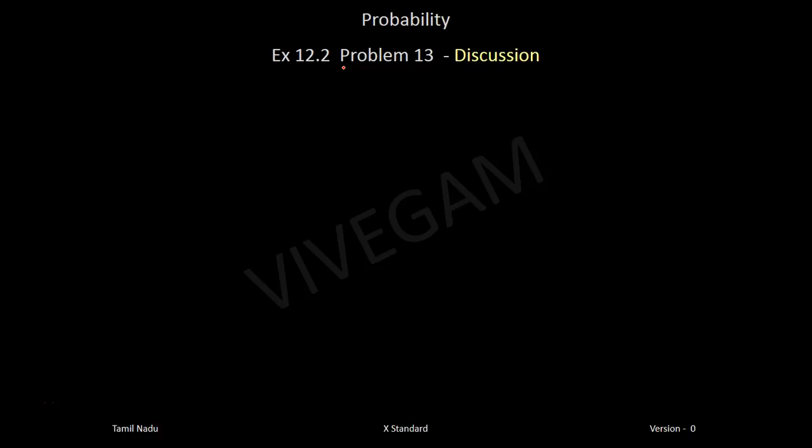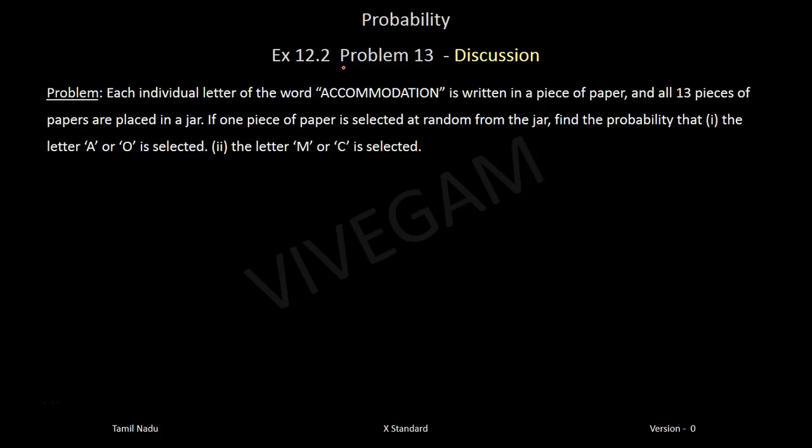Exercise 12.2 Problem 13 Discussion. Each individual letter of the word accommodation is written on a piece of paper and all the 13 pieces of paper are placed in a jar. If one piece of paper is selected at random from the jar, find the probability that Part 1. The letter A or O is selected. Part 2. The letter M or C is selected.